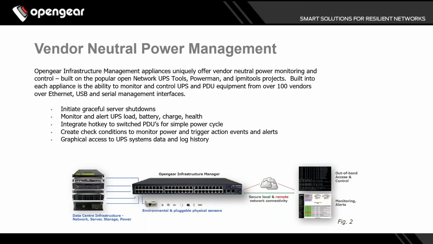So you can initiate a graceful server shutdown. You can see the UPS load and battery, which is really important when you lose your primary connection, because that's when you want to gather that information in a lot of cases. You can actually switch the PDUs for simple power cycling, which I'll show you on the next slide in a bit more detail. So you can create check conditions on your power and trigger events to happen, and you get graphical access to the UPS.